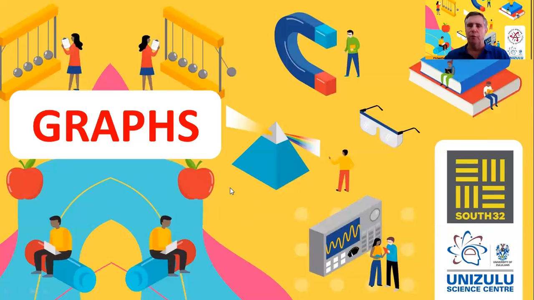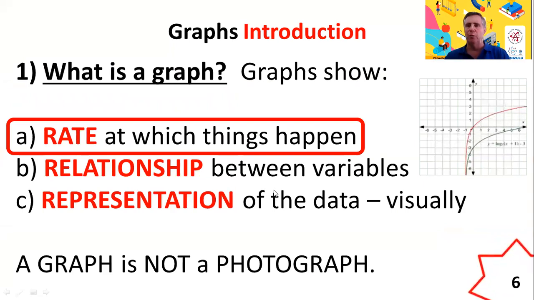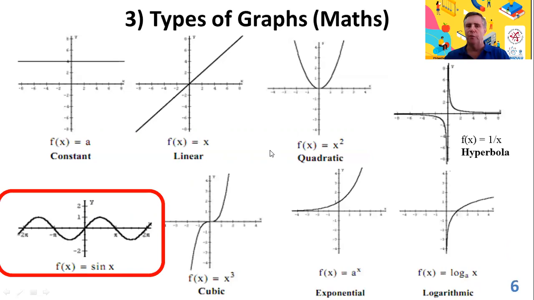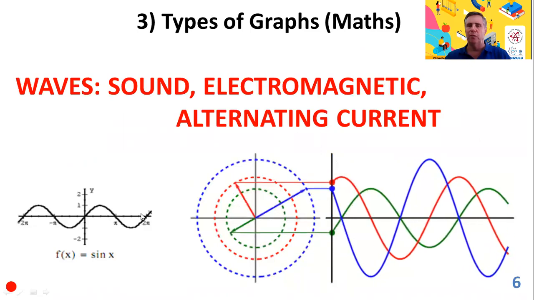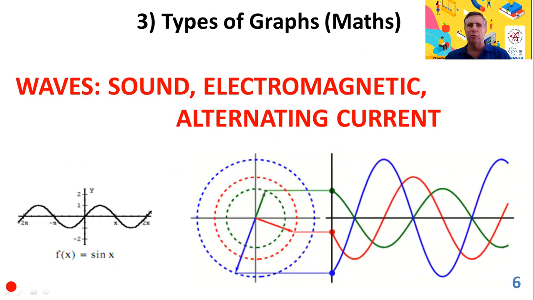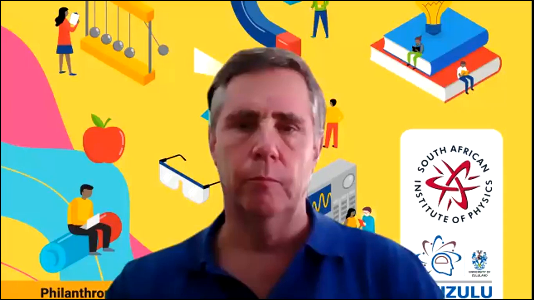What sort of graphs are involved here? If you look on page 6, we reminded you that graphs could represent the rate at which things happen, the relationship between variables, and a visual representation of the data. Now, the graphs you'll deal with under alternating current are rate graphs. In particular, they are sine graphs. They show an alternating current or voltage which goes from positive to negative, and that voltage or current is graphed against time. So get used to these particular types of graphs.